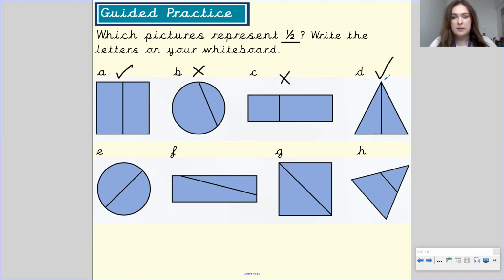D has been split into equal parts. It has been split into half. E has also been split into half. F has not been, it's not quite equal. G is, and H has not. So well done if you said A, D, E, and G.